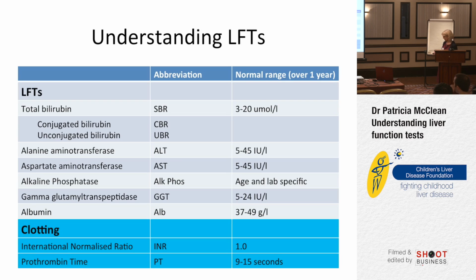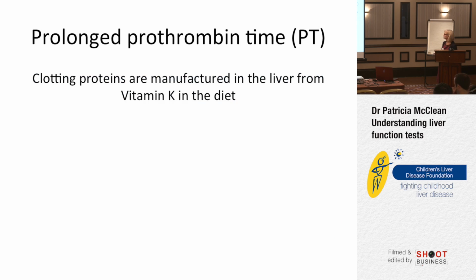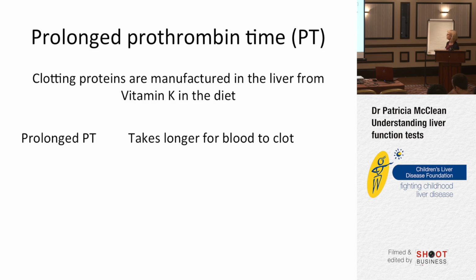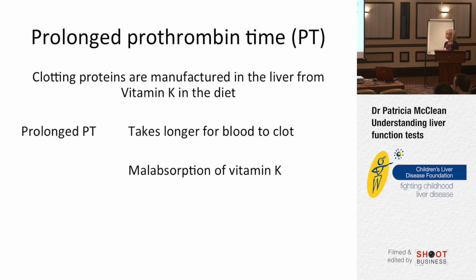And then finally the clotting. So again, clotting proteins are manufactured in the liver, and they're manufactured from vitamin K. And we get vitamin K from our diet. We can't store very much vitamin K in the body, and therefore you can run out of it as one of the earliest vitamins that you run out of if you're not able to digest fat-soluble vitamins well enough. The prolonged prothrombin time just means that it's taking longer for the blood to clot. And I've said that before. And that can be for two reasons.